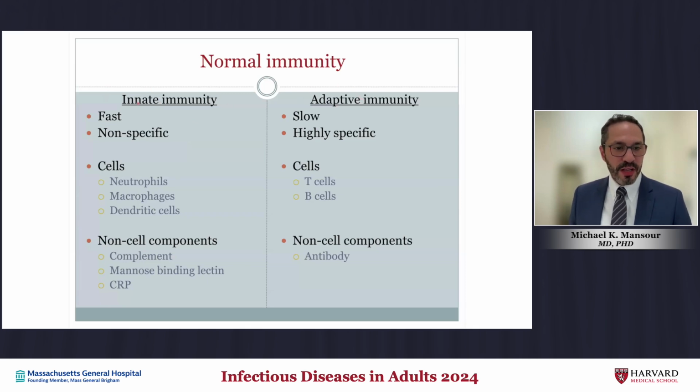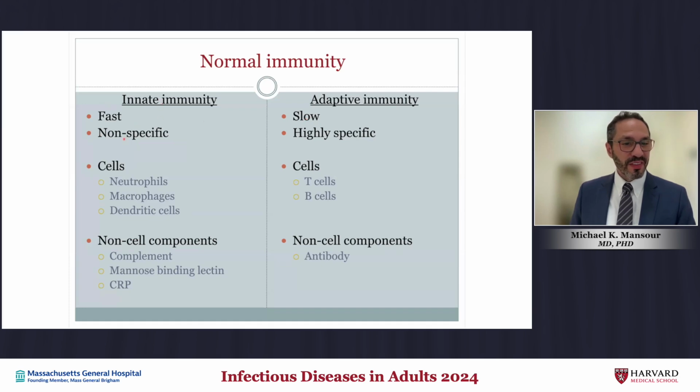The innate branch has very characteristic responses. It's a very fast responder. The innate immune components can respond in the order of seconds to minutes to hours, whereas the adaptive response is incredibly slow. It may take days, weeks for an adaptive response to occur.